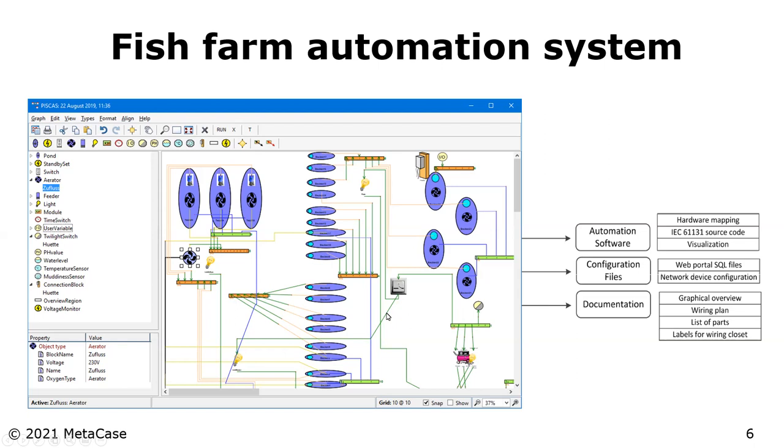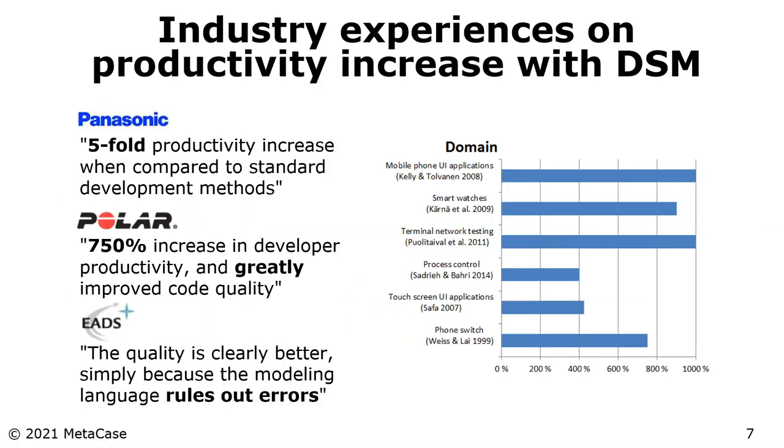And for the next fish farm, they do yet another model. And for the next fish farm, another model, and so forth. But the delivery, the design of the variant and its delivery is highly automated. And this makes the development in product line fundamentally fast, really fast. So companies like Panasonic on home automation have said that they have like 500% productivity improvement because of using domain-specific languages and generating the variants. A company called Polar, which makes sports instruments, they say at least 750% productivity increase.